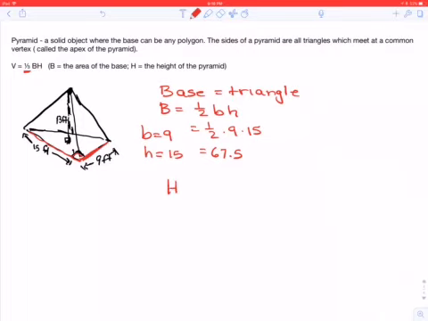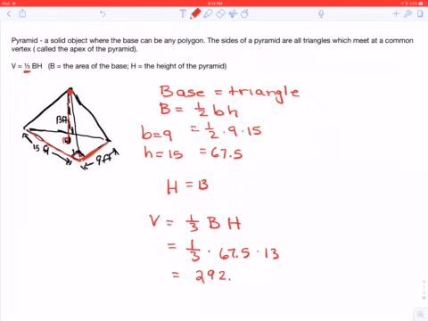Now the height is the distance from the apex right down to the base, forming right angles with the base. It's 13. So the formula is 1/3 the area of that base times that height. So it's 1/3 times 67.5 times 13. So we get 292.5, and we're in feet, so it'll be cubic feet.